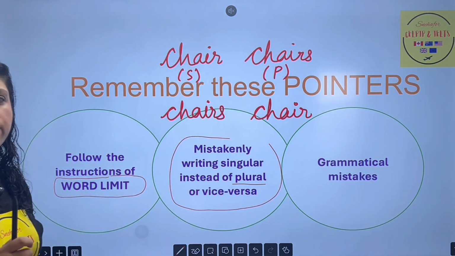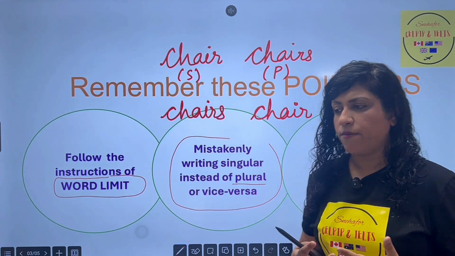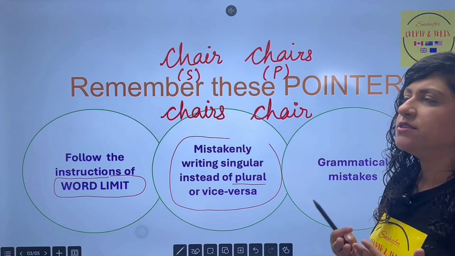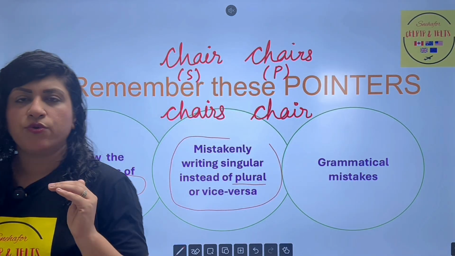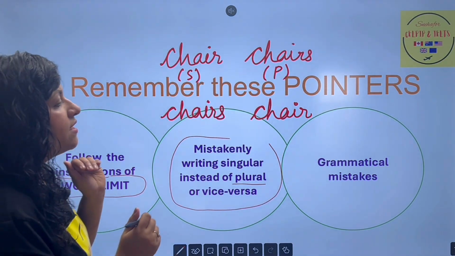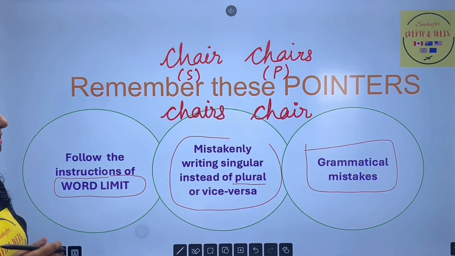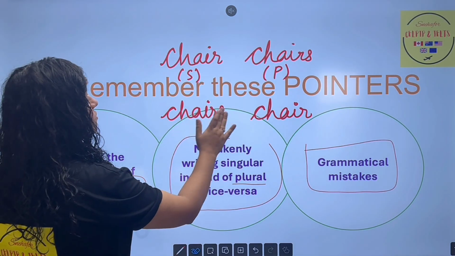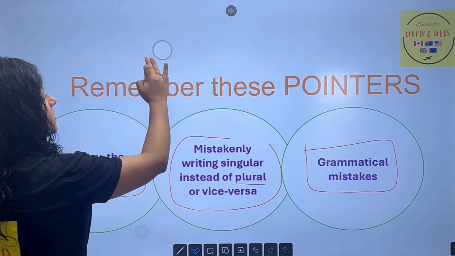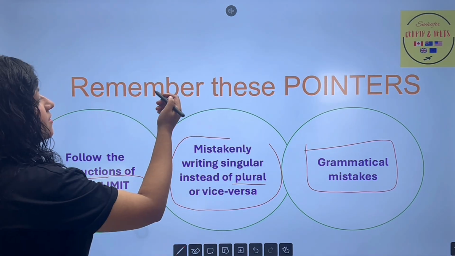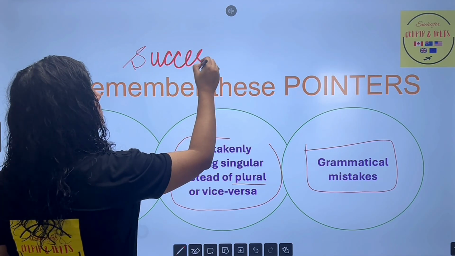So you have to be very careful about this thing as well, that if there has to be a singular word, please use the singular form. And if there has to be a plural word, please use the plural form in your answer. The third thing that you have to make sure that you do not make an error in is grammatical mistakes. Now, what I mean by grammatical mistakes is generally the parts of speech. For example, let's say in your answer, the word that had to come was successful.